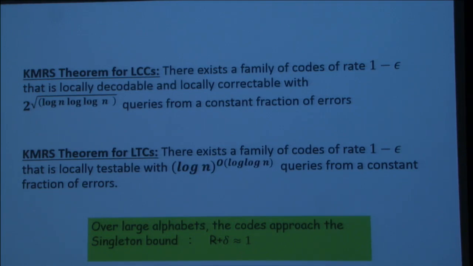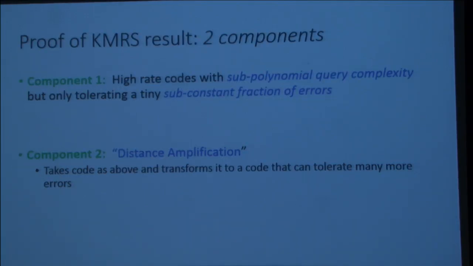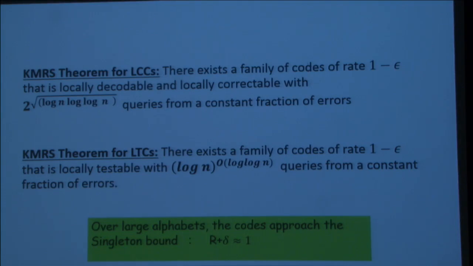Okay, so these were the 2 results for LCCs and LTCs, where you get n to the little o(1) query complexity, and these codes approach the singleton bound. And I'll say a few words about the proofs of these results, because many of these ideas, or these results, will be ingredients to the new work I'll be talking about. Okay, so how do you get these results?